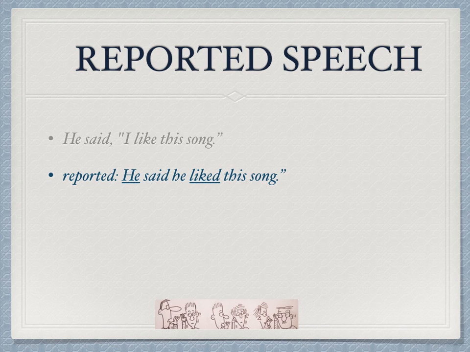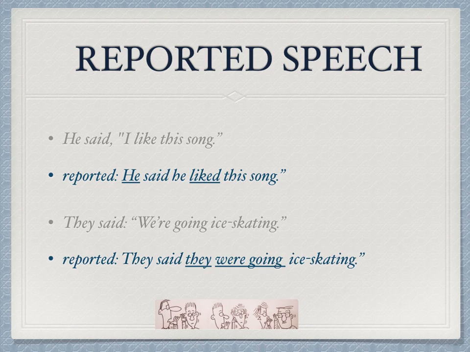Shall we have another go? One more example for you to practice. They said, "We are going ice skating." We need to change the subject pronoun and the verb tense. So they said they were going. So from the present continuous into the past continuous. A back shift. Very good, excellent. Now time for you to practice really hard.